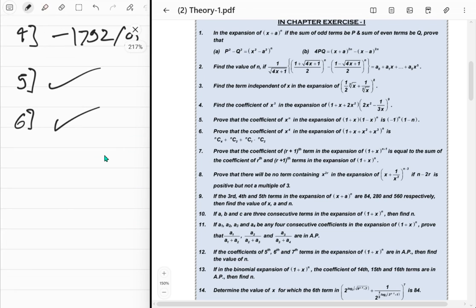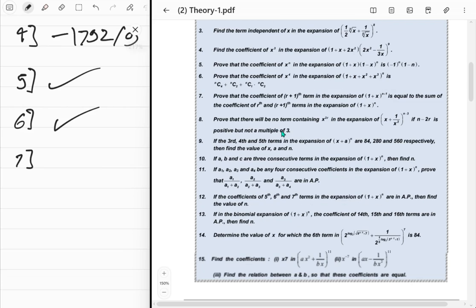Let's go to 7th now. Prove that the coefficient of the r plus 1th term in the expansion of 1 plus x power n plus 1 is equal to the sum of the coefficients of the rth and r plus 1th terms in the expansion of 1 plus x power n. Come on, are you serious? It's just n plus 1 C r plus 1 is equal to nCr plus nC r plus 1, which we already proved. We already proved that, right? Just Pascal's identity. So this is done.